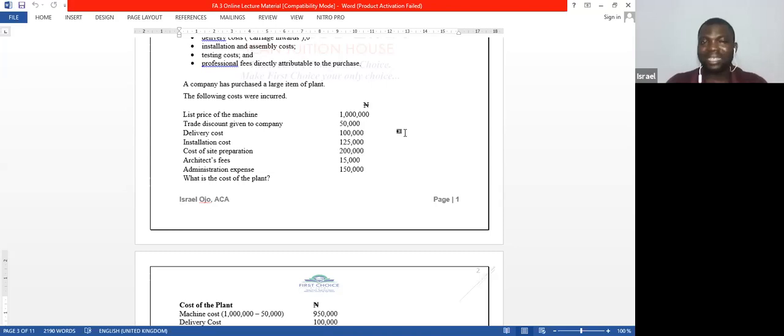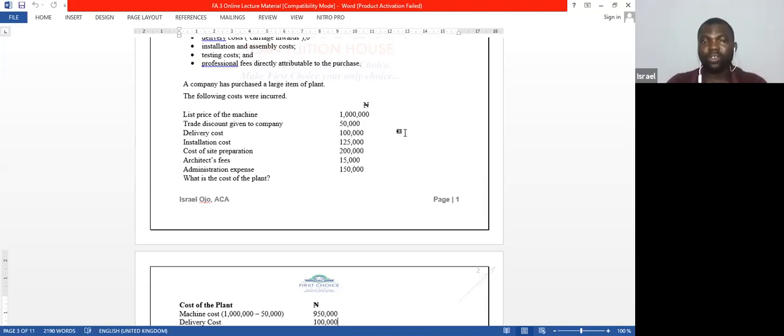Trade discount given to the company. Remember that we need to remove our trade discount from our listed price to get the actual amount of the machine, or of the equipment, or of the asset purchased. That will now be 1 million minus 50,000, and that will give the actual cost, which will now be 950,000 naira.